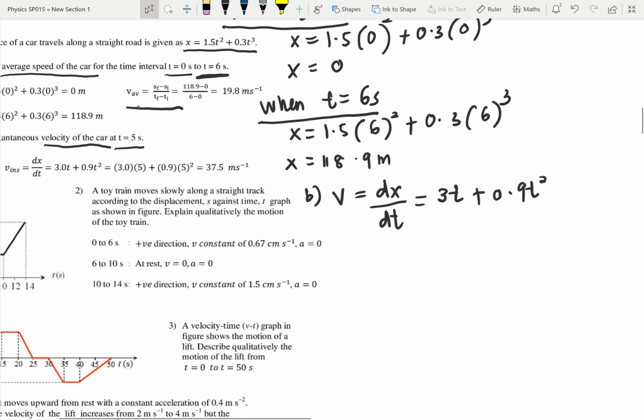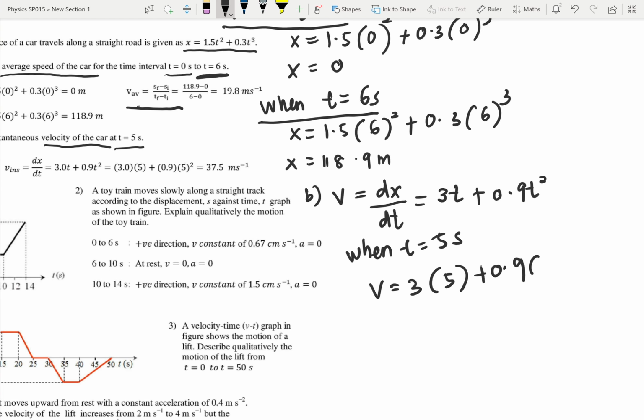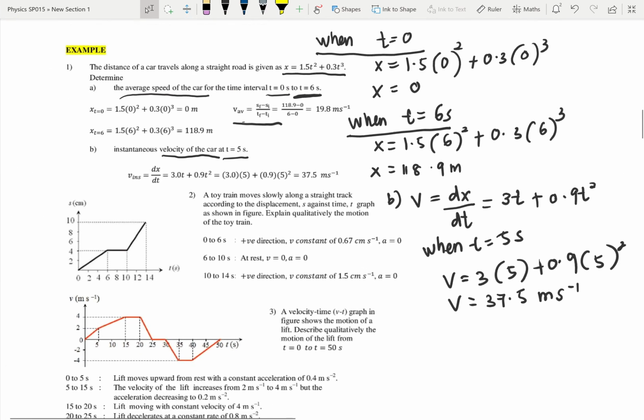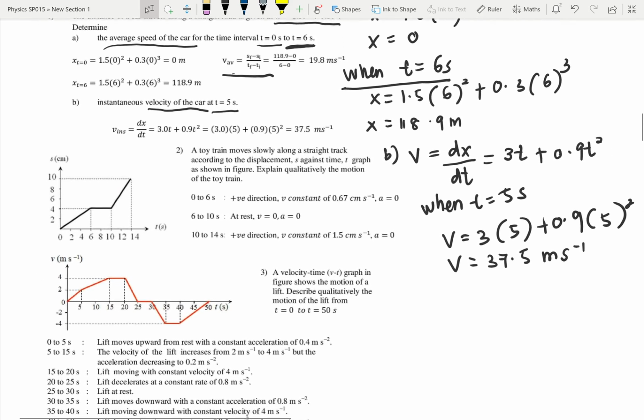So this is the equation of v. What you should do is just substitute t equals 5 seconds into this equation. So v equals 3 times 5, plus 0.9 times 5 squared. So v equals 37.5 meter per second. So this is question number 1 A and B.